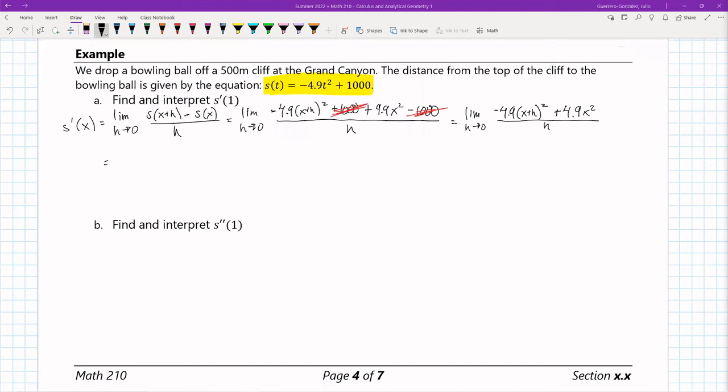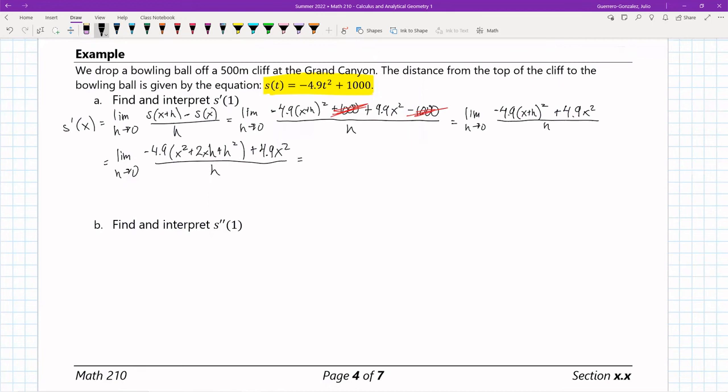All right, so this is going to be equal to the limit as h approaches 0 of minus 4.9 (x squared plus 2xh plus h squared) plus 4.9 x squared, all over h.